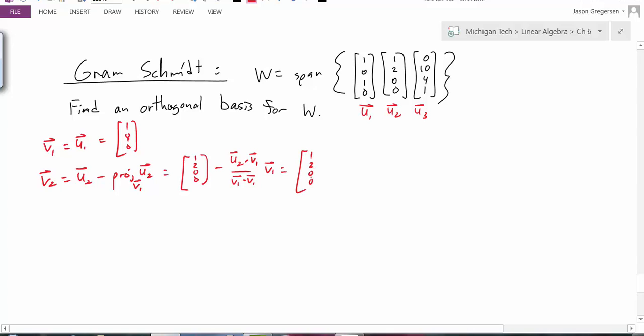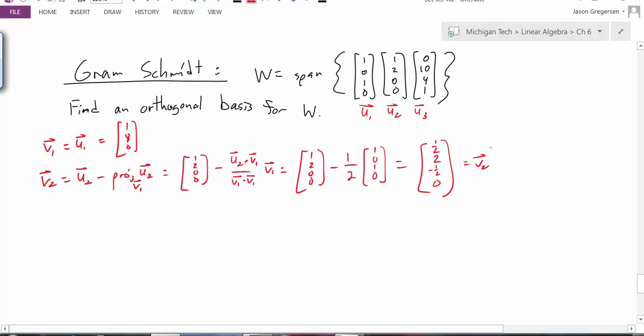So this is 1, 2, 0, 0. Now the dot product of u2 and v1 is going to be 1 plus 0 plus 0 plus 0. And then v1 dot v1 is going to be 1 plus 0 plus 1 plus 0. So that's 2. And this is times the vector v1, 1, 0, 1, 0. So it looks like I have 1 minus a half is a half, 2 minus 0 is 2, 0 minus a half is negative 1 half, and I have 0 for my last component. And so this would be my vector v2.